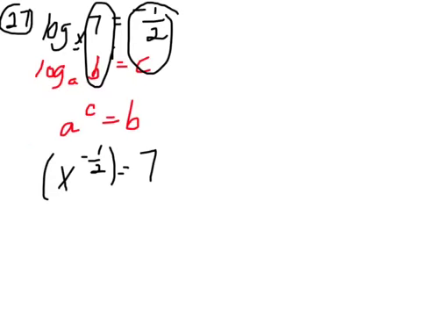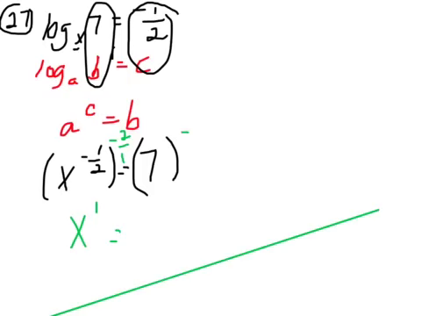Now, if I want to get X by itself, since it's already raised to a power, what I can do is raise X to the negative 1/2 power to the reciprocal power of negative 1/2. Well, what's the reciprocal of negative 1/2? It would be negative 2 over 1. Because if I multiply negative 1/2 and negative 2 over 1, I'm going to get a positive 1, right? So I basically raised it to the negative 2 power, because negative 2 over 1 is the same thing as negative 2, right? So if I raise the left side to the negative 2 power, I'm going to raise the right side to the negative 2 power.